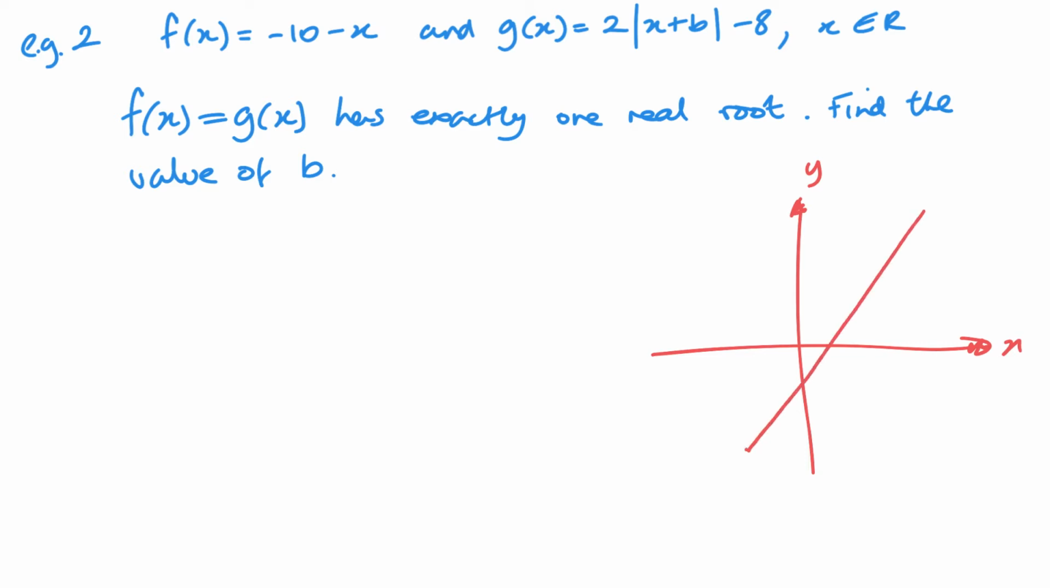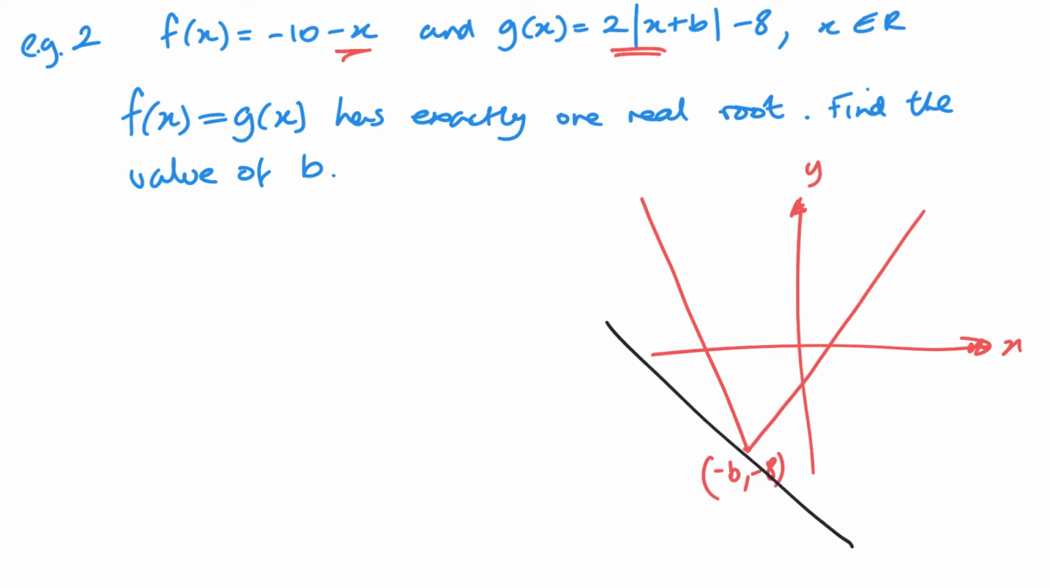So it's going to be something like this. Okay, where this is going to be minus b minus 8. Now this graph has a gradient you can see of 2, whereas this graph now is going to have a gradient of negative 1. So it's not going to be as steep a line, so maybe like this kind of steepness.